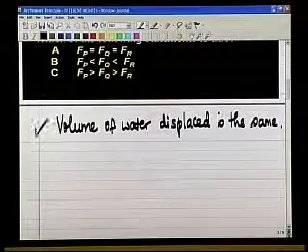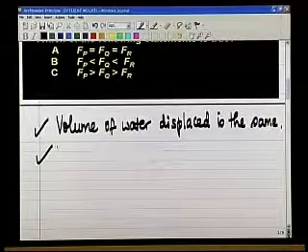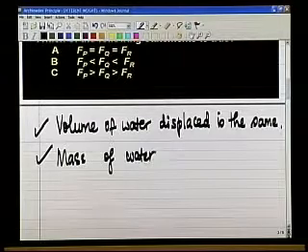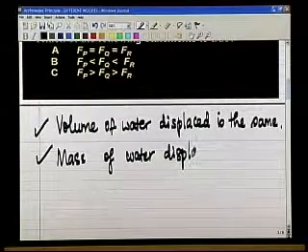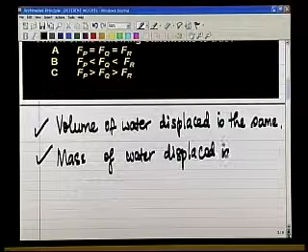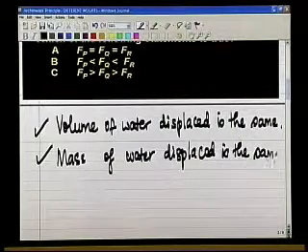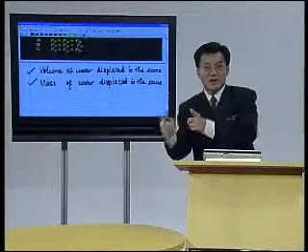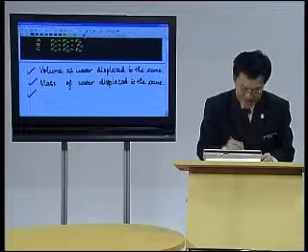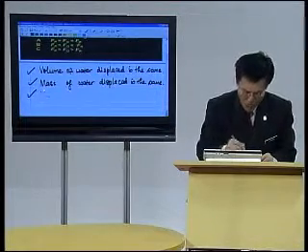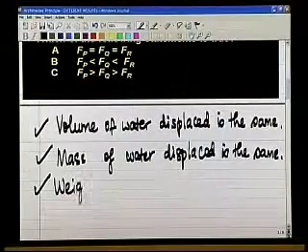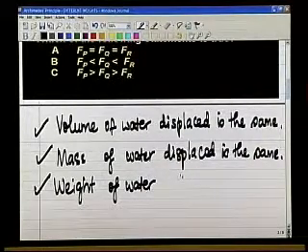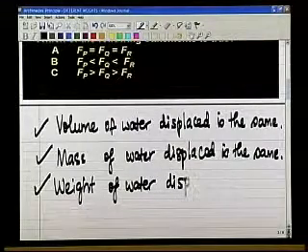So since the volume of water displaced is the same, we know that the mass of the water displaced is the same. So you write it down, it helps. And since the mass of the water displaced is the same in each of the 3 cases, we can safely say that the weight, now, is the crux. Therefore, the weight of water displaced is the same.